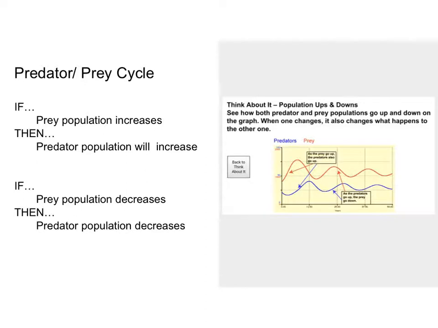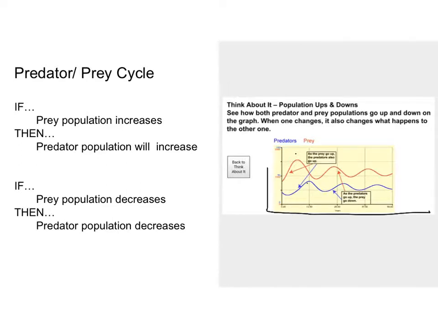Because predator and prey evolve over time, we know that there's a relationship between their population sizes. When a prey population increases, then the predator population will increase. If you look at the chart to the right, this is over time how many predator or prey exist. And as prey go up, which is the red one, the predators also go up, which is the blue.